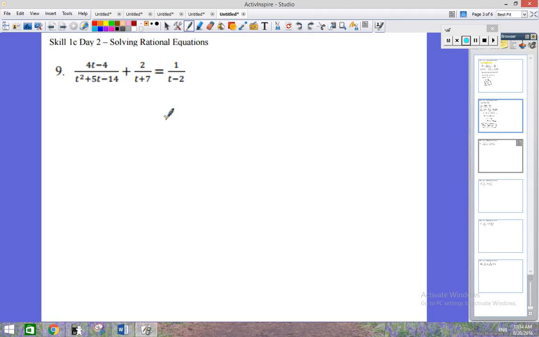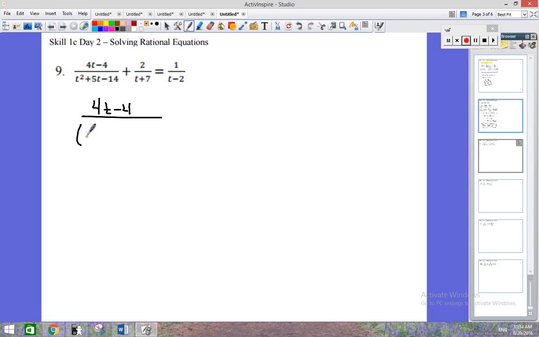Again, we focus on the denominator. We try to determine what common denominator we need, but we need all of the denominators to be in factored form to make that recognition easier. Otherwise, I can't look at it and just see what factors I need in every denominator. Now, hopefully, this guy factors to where t plus 7 is a factor, or t minus 2, or both. Well, it turns out both.